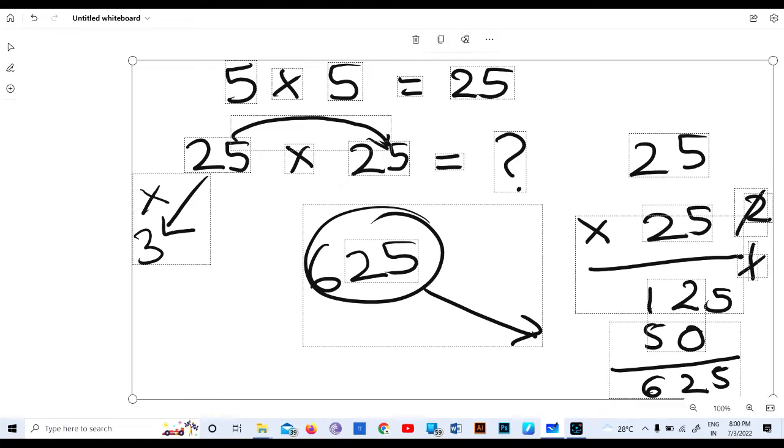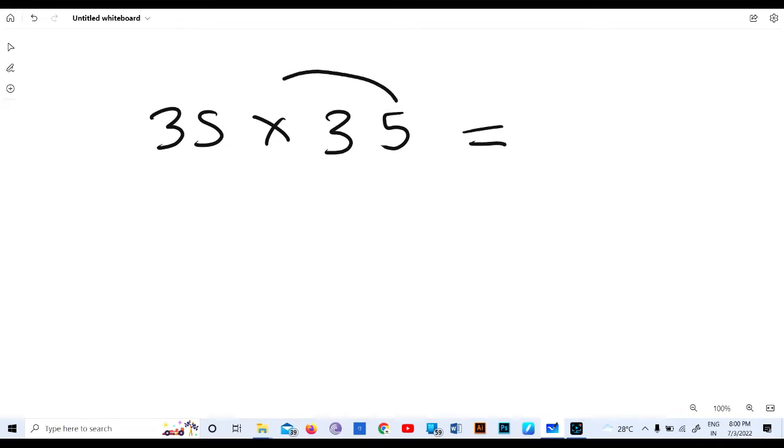So let's go to another sample. Then write 35 times 35. Then what is the answer? What is our previous method? 5 times 5, 25. And what is the number after 3? 4. Then 4 times 3, 12.